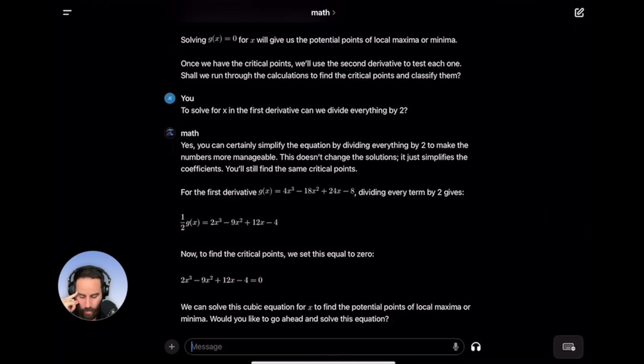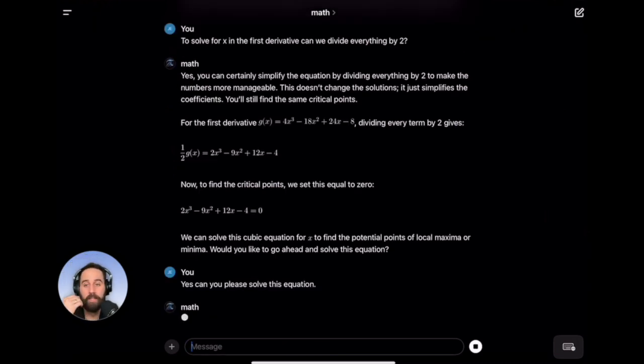We can solve this cubic equation for x to find the potential critical points. Would you like to go ahead and solve this equation? We solved this in our factoring video, where we showed how to handle cubics. I think we used synthetic division. We used a wide range of things.